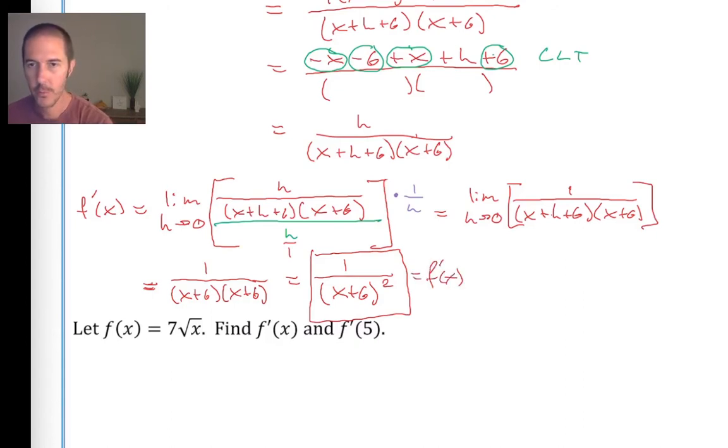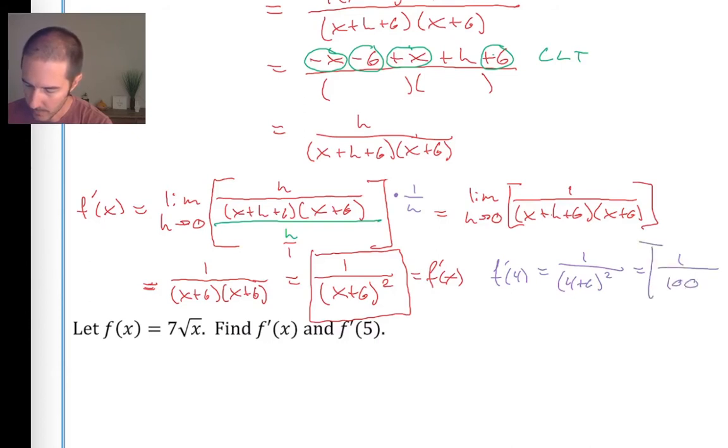That's also true. And then the next thing we are asked to do is to evaluate our first derivative when x equals 4. So f prime of 4 equals 1 over 4 plus 6 quantity squared, which equals 1 over 100.